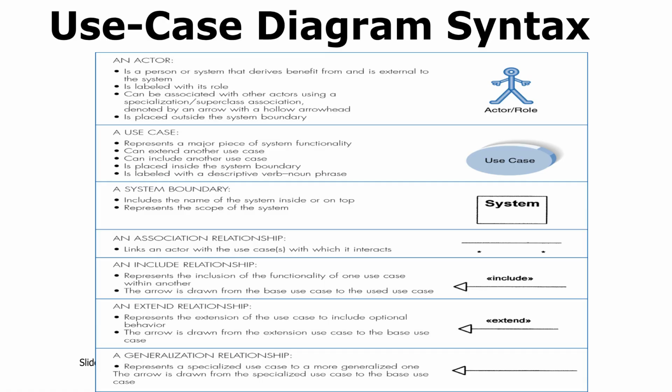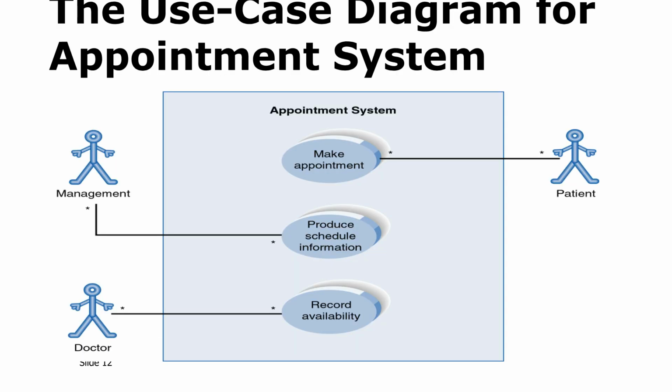The use case diagram syntax outlines the elements: actor, use case, system boundary, and relationships such as association, include, extend, and generalization. This is an example of a use case diagram for an appointment system, showing the interactions between the actors: management, doctor, patient, and the system's functions.